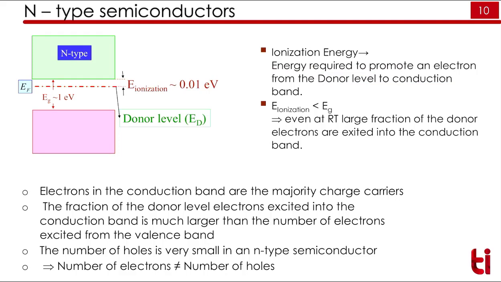So here, as soon as we apply some kind of voltage or temperature, these electrons from the donor level will jump to the conduction band, and that's how your conduction process takes place. Here you have to remember that the number of electrons is not equal to the number of holes, because we have added extra electrons. So those are the majority charge carriers, and the number of holes is very small.